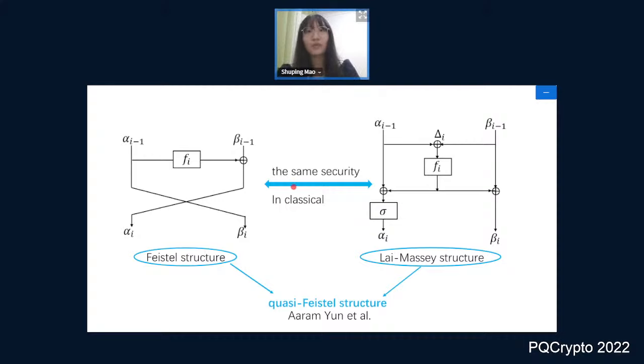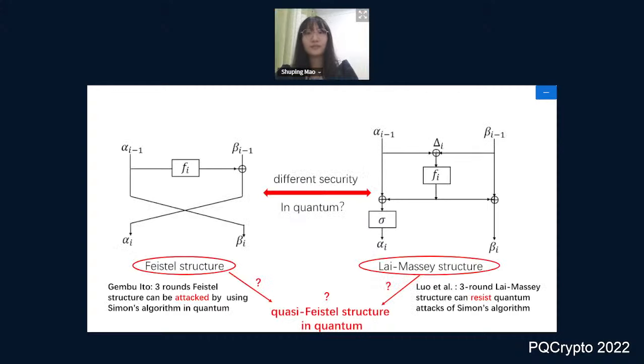In classic, Aiyuan et al. considered that Feistel structure had the same security as Lai-Massey structure, and they proposed quasi-Feistel structure. Actually, in classic, 3-round Feistel structure and Lai-Massey structure are CPA secure, and 4-round Feistel structure and Lai-Massey structure are CCA secure. But in quantum, Kaplan et al. showed that 3-round Feistel structure can be attacked by using Simon's algorithm in quantum. But Luo et al. showed that 3-round Lai-Massey structure can resist quantum attacks of Simon's algorithm.